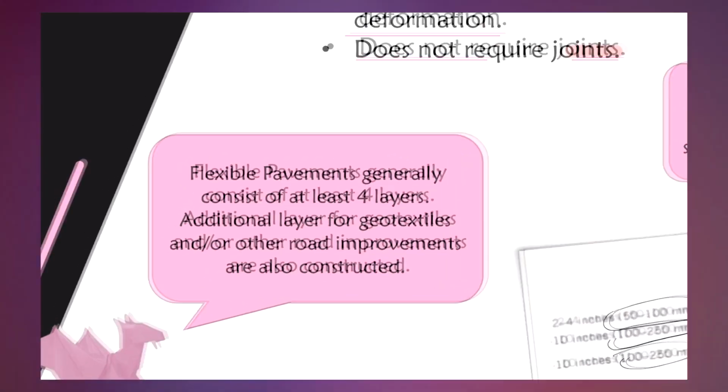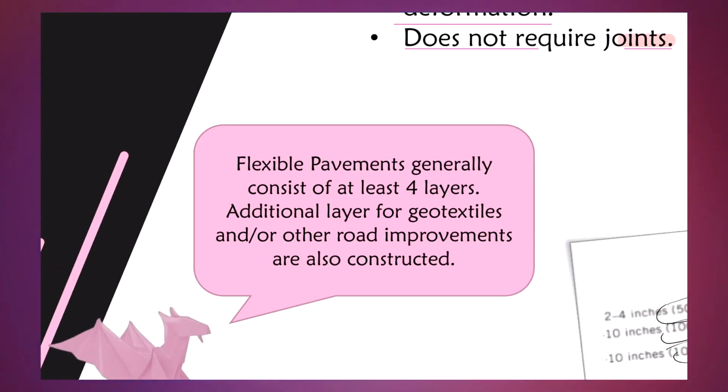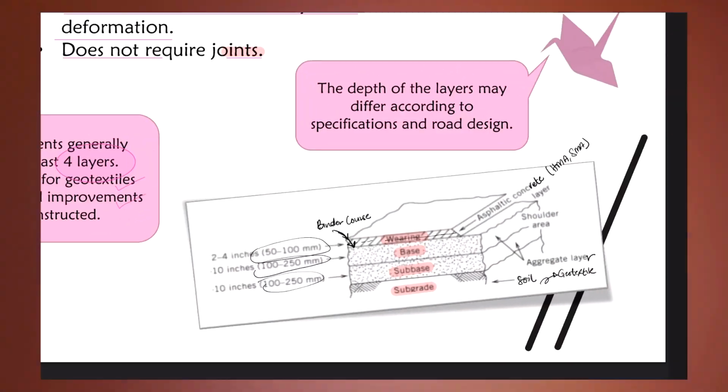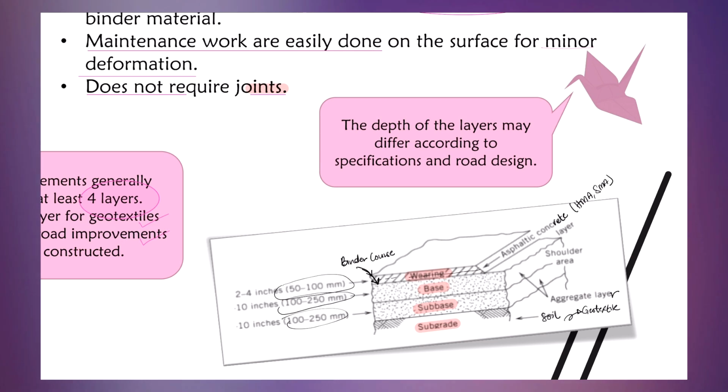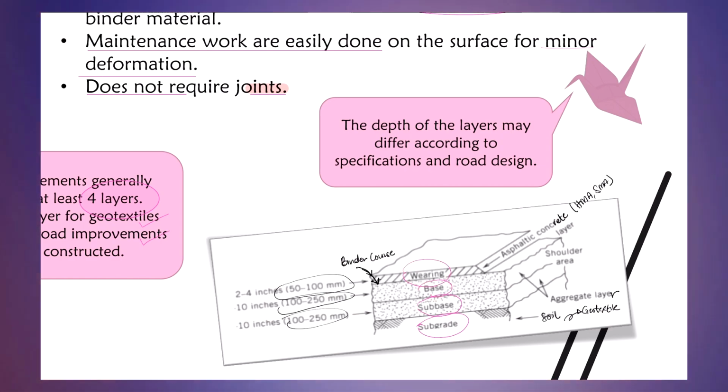Here's a fun fact for you. Flexible pavements generally consist of at least 4 layers. Additional layers for geotextiles and other road improvements may also be constructed. So do you remember the 4 layers of a flexible pavement? A flexible pavement typically is designed from the subgrade layer up to the subbase, the base, and also the wearing course.